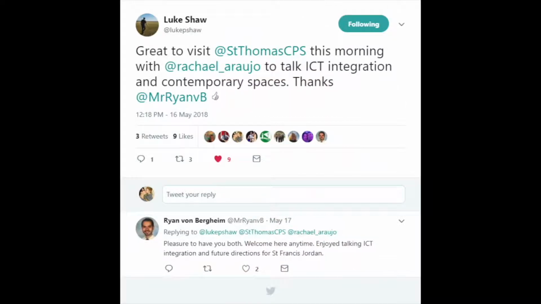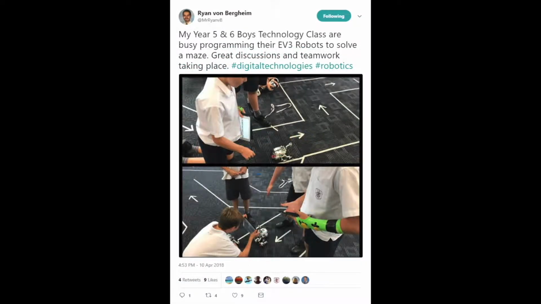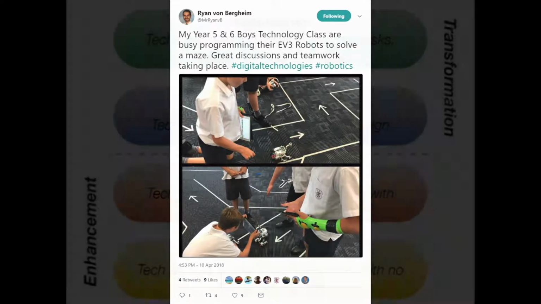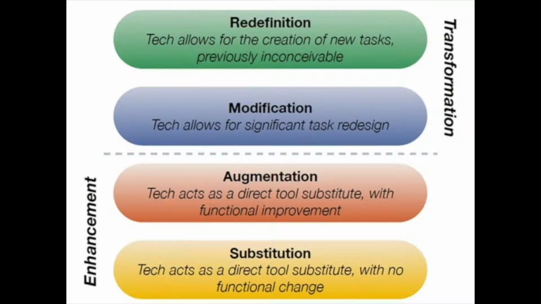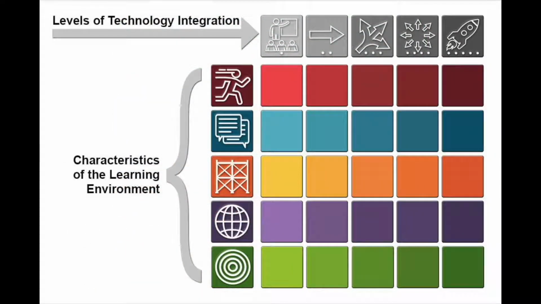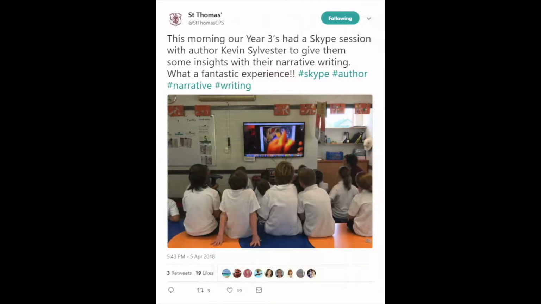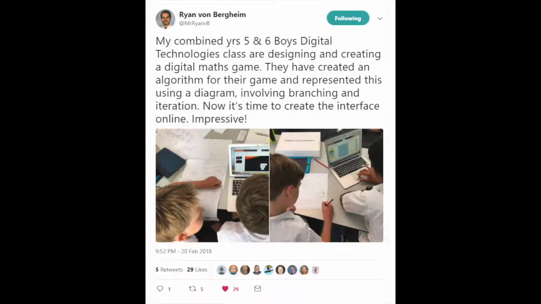For me as a teacher, the ultimate purpose of integrating digital tools with my students is to transform and redefine the learning taking place in my classroom. As a school, we have looked at the SAMR model and TIMS matrix, ensuring that when we are using technology in our classrooms at St Thomas, that we are modifying or redefining the learning taking place, with substitution level activities kept to a minimum, though I do believe that they have their place.